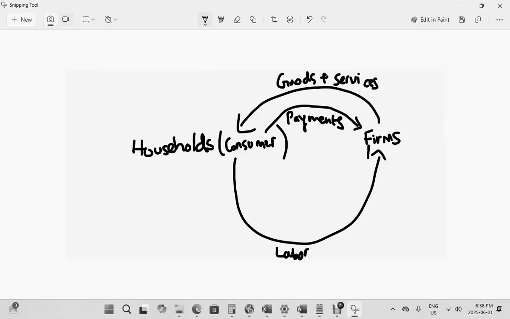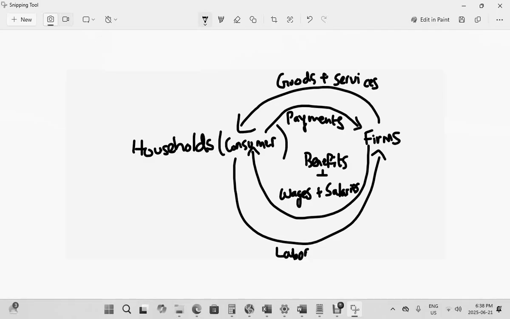So they supply labor, and in exchange, the firms offer wages, salaries, and benefits. So wages plus salaries plus benefits. You have your group benefits, your insurance benefits, your healthcare benefits, and so on and so forth. Now, because these firms offer wages, salaries, and benefits, this circular diagram has to do with employees, with employment.